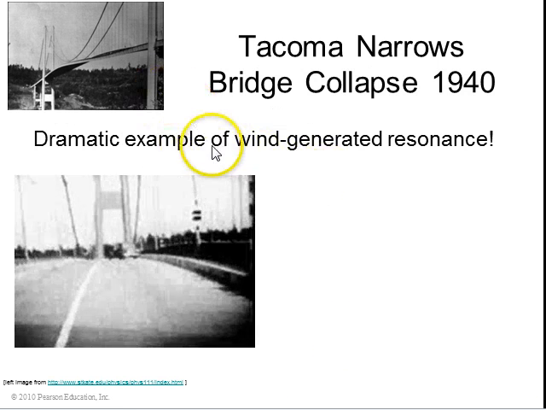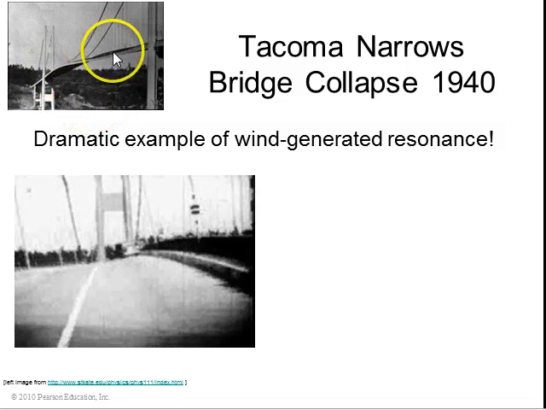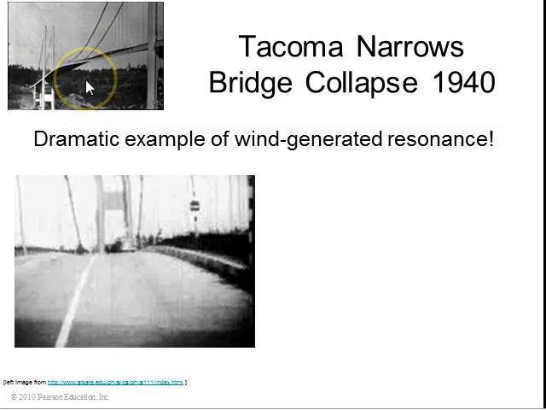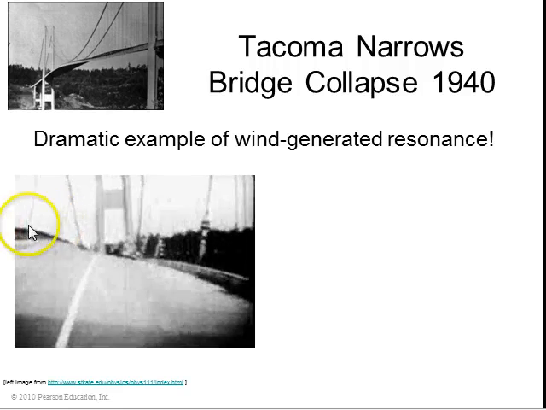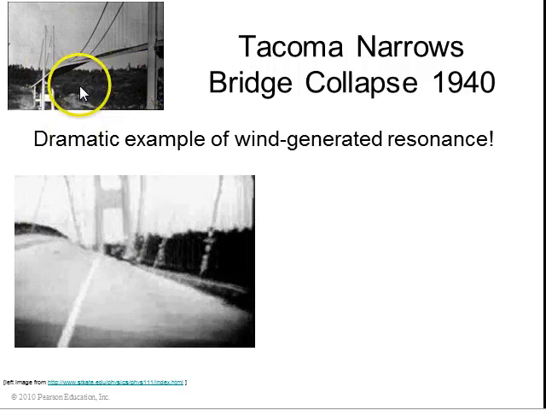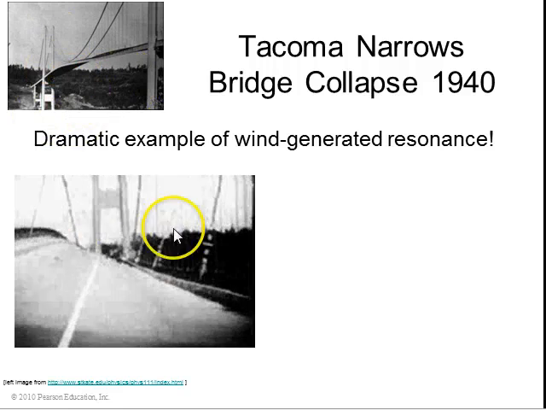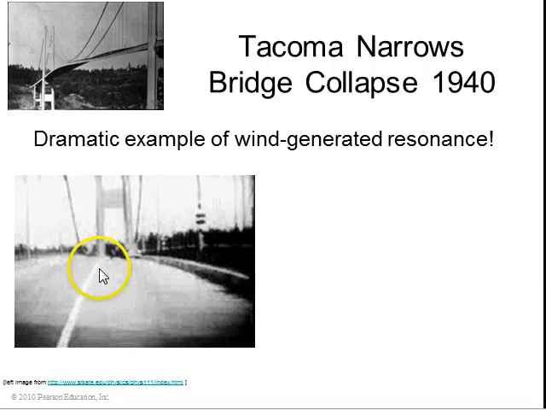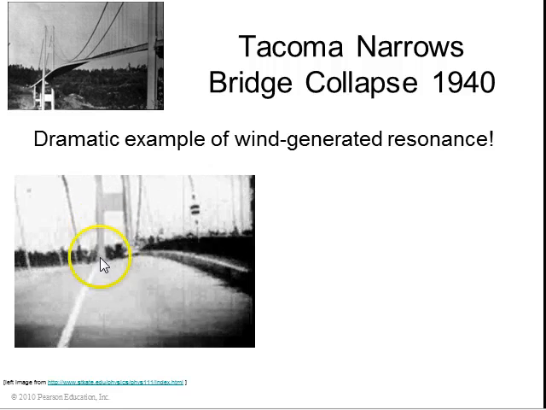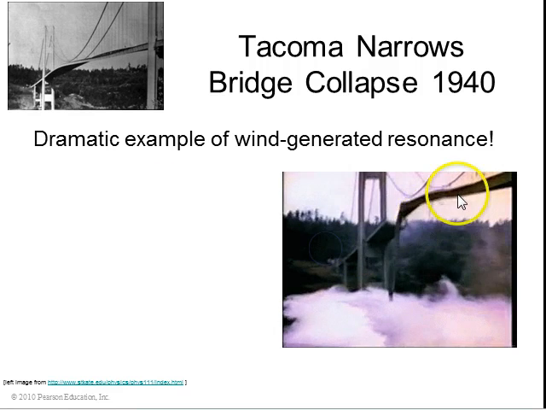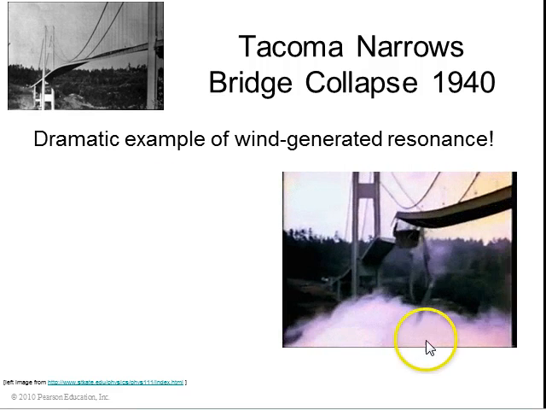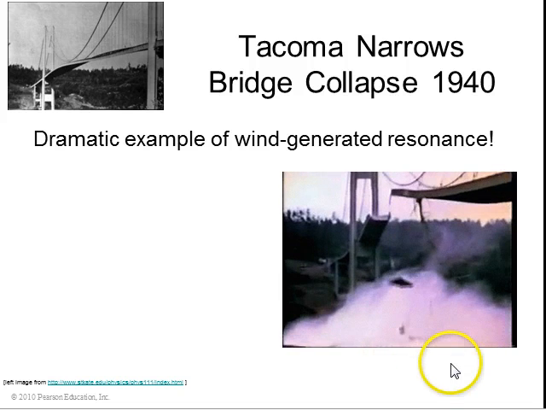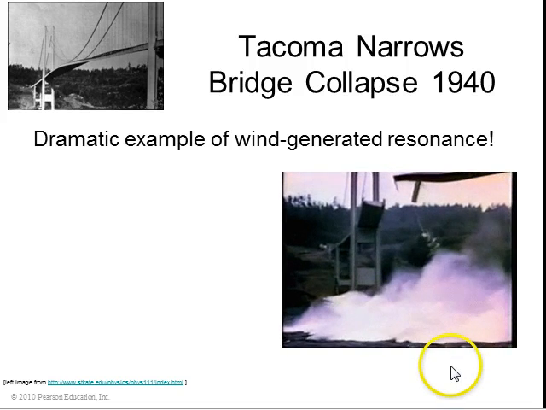Here's an example of exactly something like that happening. Back in 1940, there was a suspension bridge going over the Tacoma Narrows, and the way the wind went through these narrows set up a forced vibration, which matched the resonance frequency of this bridge, unfortunately. And so what eventually happened is it collapsed the bridge about 6 months after it was first built. Quite dramatic.